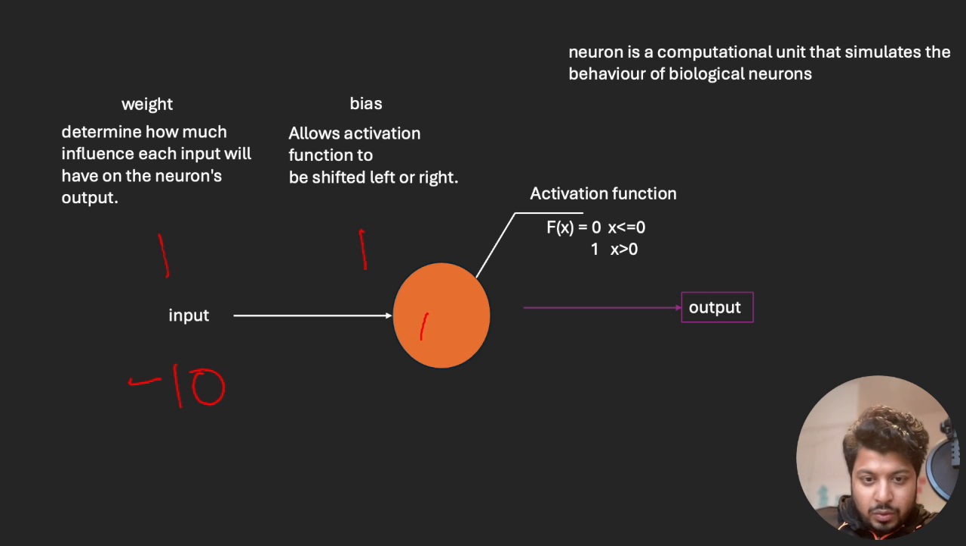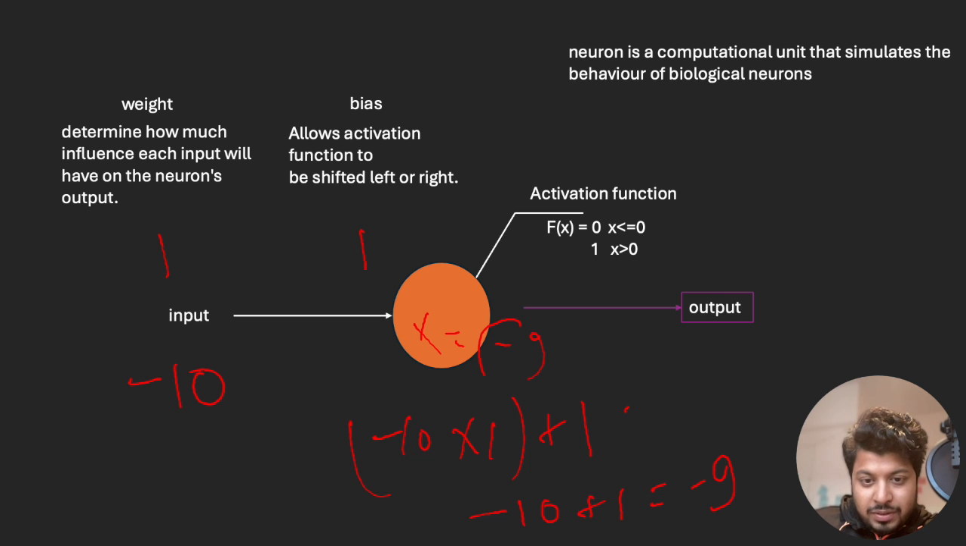So to calculate x here, the input is 10, we will multiply it by the weight, and then we will sum the bias, which is 1. I have written the bias there, so it would be 1. So minus 10 into 1, which is minus 10, plus 1, which is equal to minus 9. Perfect. Now x is equal to minus 9.